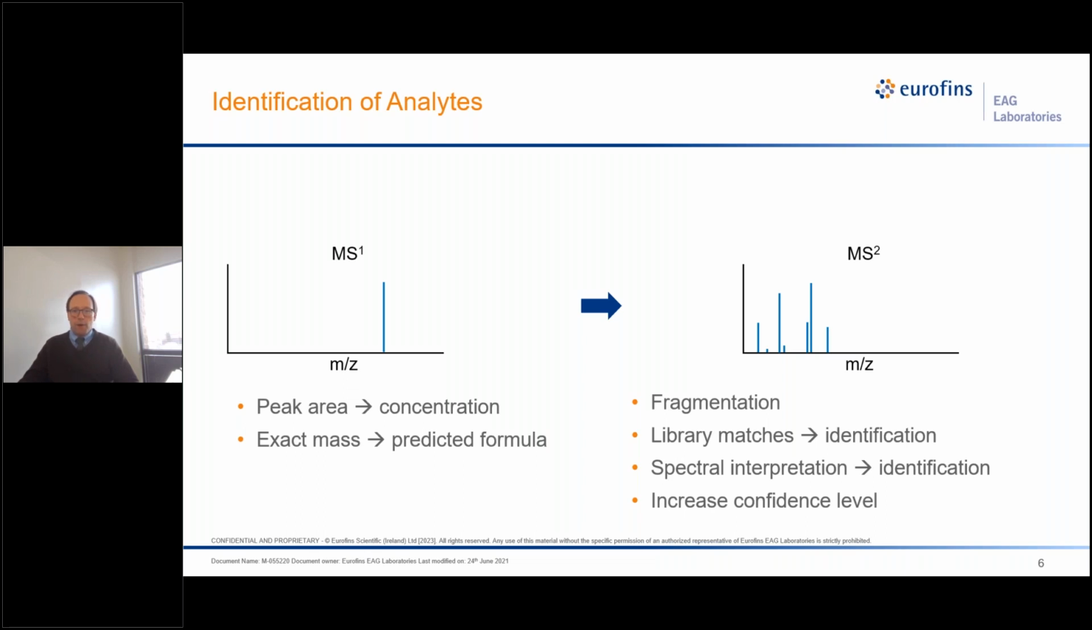The MS2 helps with this because this fragmentation process gives us data that we can compare to library matches, and that can give us increased identification, or we can do spectral interpretation again for identification. That increases the confidence level. So the big takeaway from this slide is that if you only have MS1 data, you're probably going to be stuck with a tentative assignment. If you have MS2 data plus the MS1 data, you're much more likely to get that confident assignment.